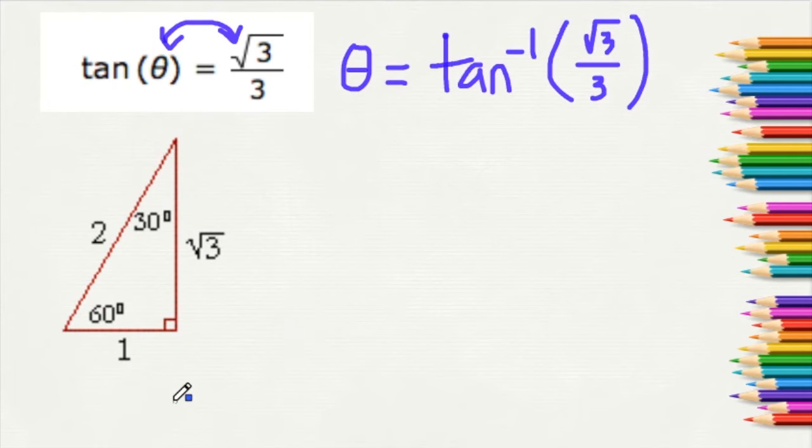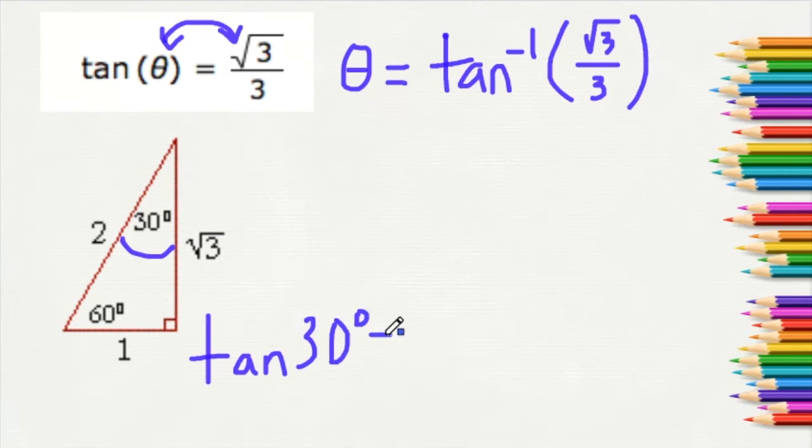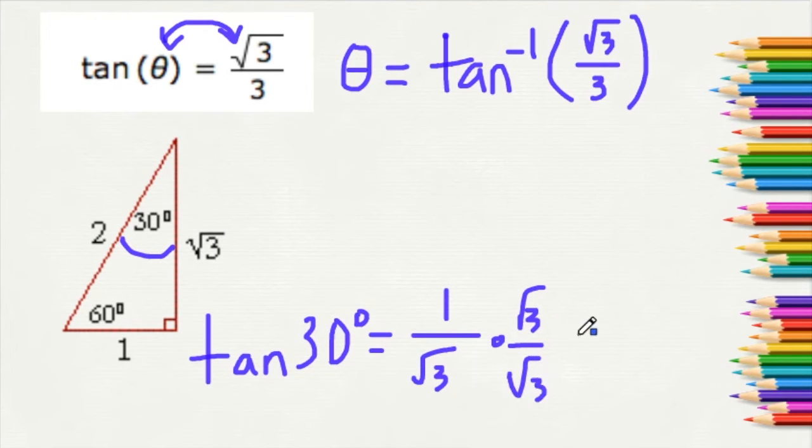So if you remember our special right triangle, the 30, 60, 90 degree triangle, you might remember that tangent of 30 is 1 divided by root 3. And if we rationalize the denominator, meaning we multiply the top and the bottom by root 3, we will get root 3 over 3.